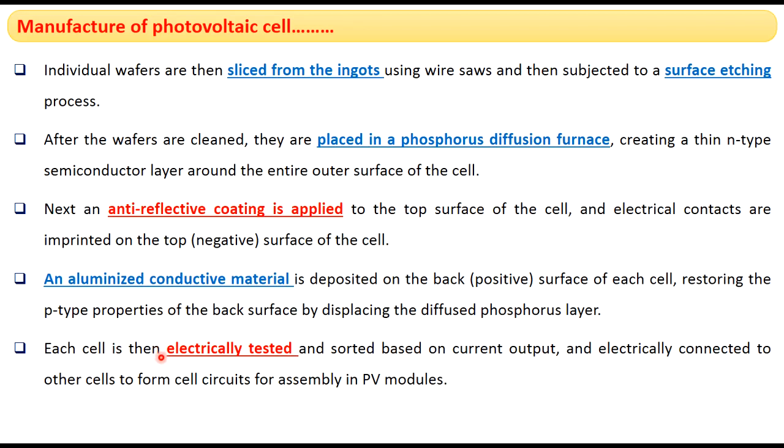Now the cell is electrically tested, and many such cells are sorted based on their current output, and these cells are electrically connected to form cell circuits. These cell circuits are then used for manufacturing photovoltaic modules. This is about the manufacturing of photovoltaic cell using polysilicon.